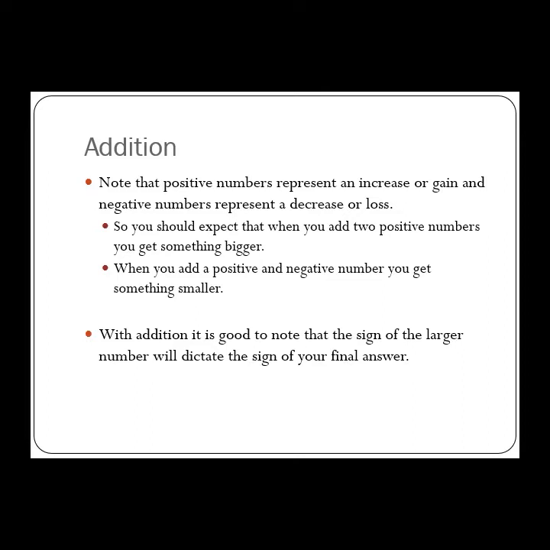When I add a positive and a negative number, I'm going to get something smaller because that's an increase and a decrease put together. One of the tips and tricks is that the sign of the larger number is going to dictate the sign of your answer. So if I have negative 10 plus 7, I know just from looking at it, because the bigger number is negative, that I'm going to end up with a negative answer. And in this case, this is like I lost $10, but then I made $7, and I'm still in the hole by $3. So I'm still negative. Those are some of the things we're going to be working on.